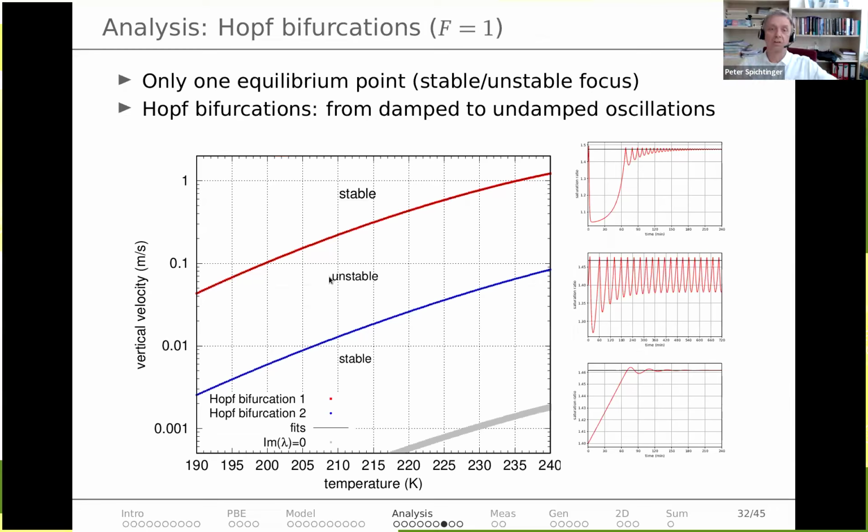And you can translate this into a complete phase diagram with temperature versus vertical velocity. If you are somewhere here, you are in the stable situation. If you're here, this is unstable. So the equilibrium point is unstable, but you have this oscillation. And if you go here, you are again in this stable regime. These lines are called the Hopf bifurcation because here you have the change of the system.